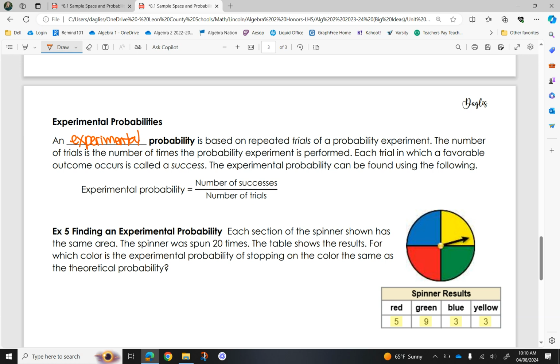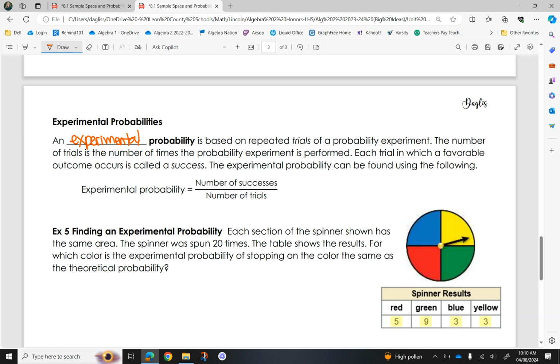So experimental probability is what actually happens. So theoretically, heads or tails is 50-50. But in my experiment, if I flip the coin 10 times, what did I actually get? That's the experimental probability. So theoretical is what should happen. Experimental is what actually happens. You're conducting an experiment. That's the action. What did you actually get?